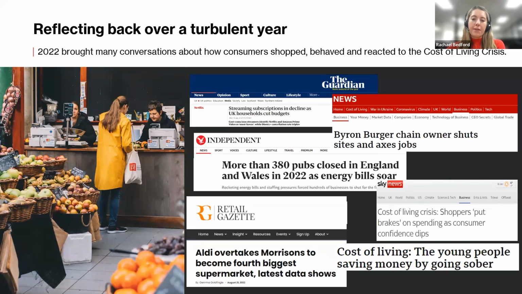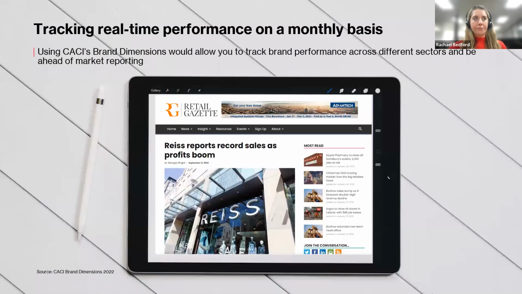But before that, I'm going to look at some brands that have grown or struggled more than others over the last year, and compare reported sales performance by those brands against brand dimension results.